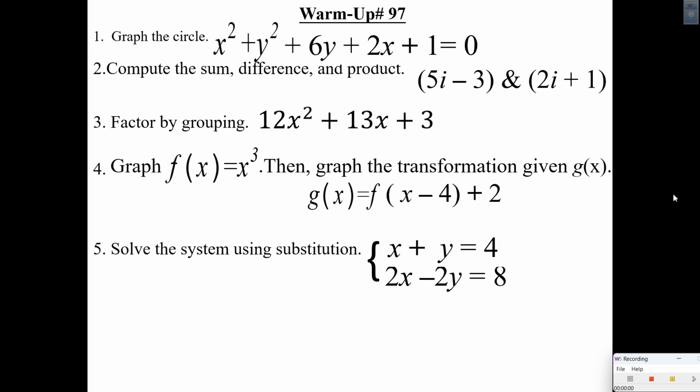Warm-up 97 is on the screen. By now, you should be able to do all those five by yourself. Let's see how you do. I'll give you some time. Copy and go.